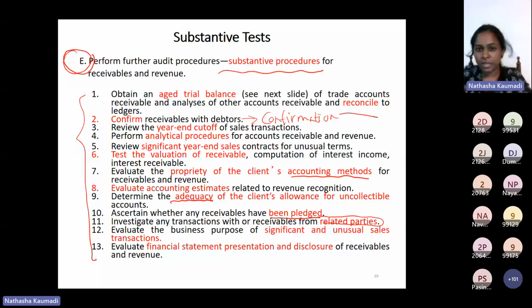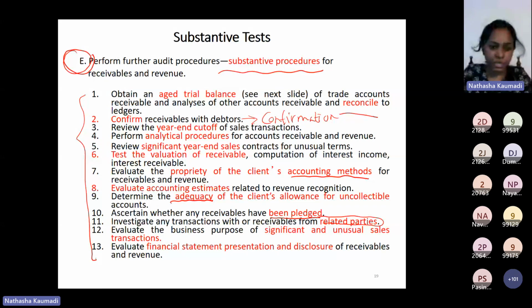When it comes to test of details, you are checking transaction wise. But when you do substantive analytical procedures, you are applying all these ratios and trend analysis to the whole system, like the total numbers, right? Not transaction wise. So for test of details, you check transaction wise material misstatements. So that is the difference. When you call confirmation, transaction wise, customer wise, that is test of details.